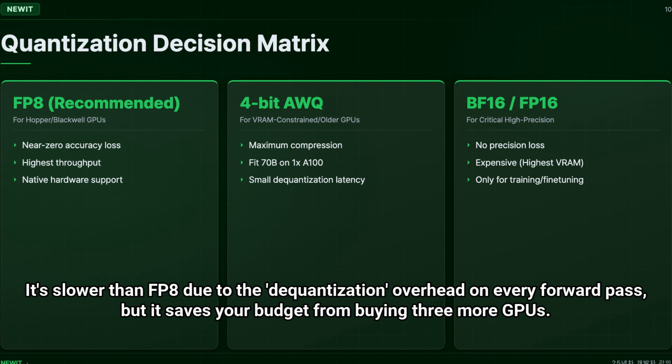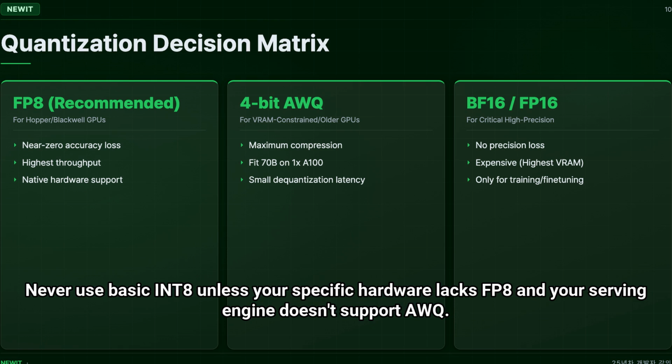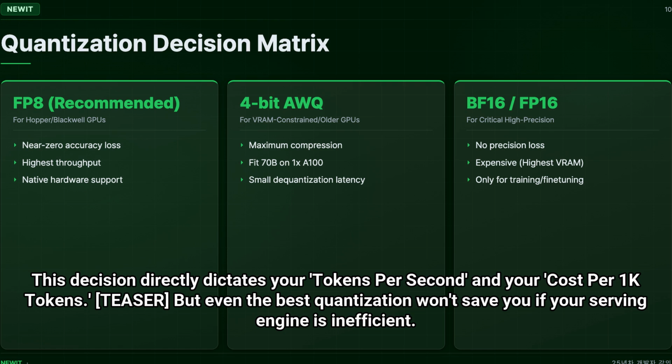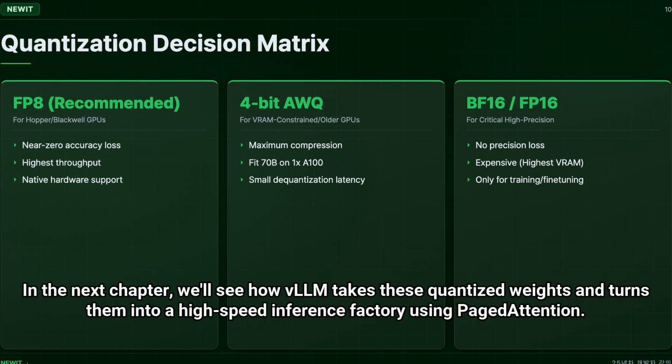It's slower than FP8 due to the dequantization overhead on every forward pass, but it saves your budget from buying 3 more GPUs. Never use basic INT8 unless your specific hardware lacks FP8 and your serving engine doesn't support AWQ. This decision directly dictates your tokens per second and your cost per 1K tokens. Teaser, but even the best quantization won't save you if your serving engine is inefficient.